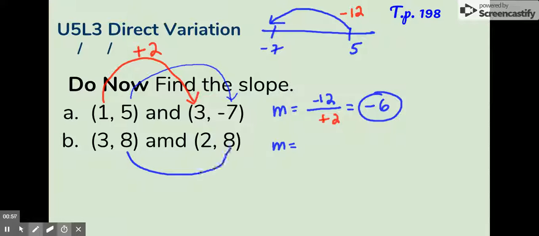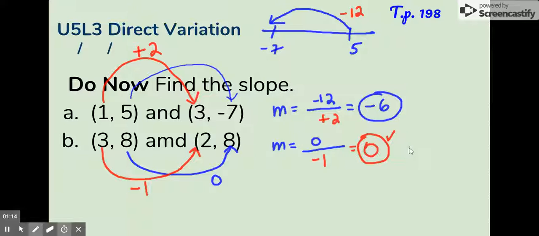And what's the slope for question B? So 8 to 8, there's no change. 0 change. And what about 3 to 2? It's decreased by 1, so it's -1, and 0 divided by -1 is still 0. So the slope is 0. If you graph it, it will look like a horizontal line. You remember this.